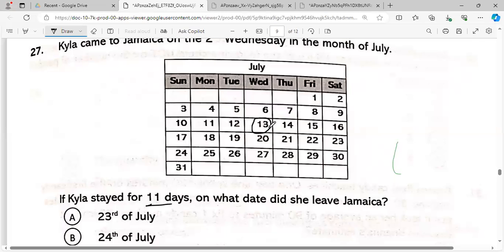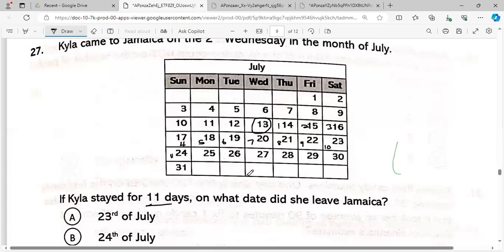This one is kind of weird, because I don't have a clue. Sir, I'm wondering if it's 23 or 24, if we're supposed to count the 13th. That's what I'm wondering also. I don't think we should count the day that she landed, sir, because that's not a full day that she spent in Jamaica.